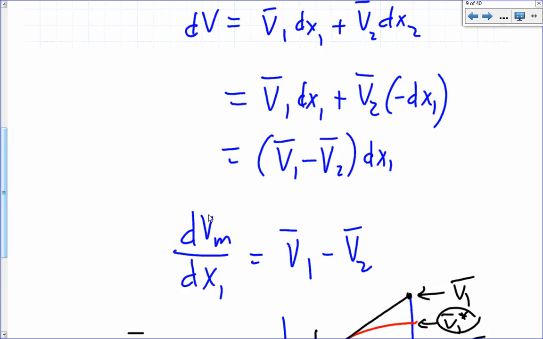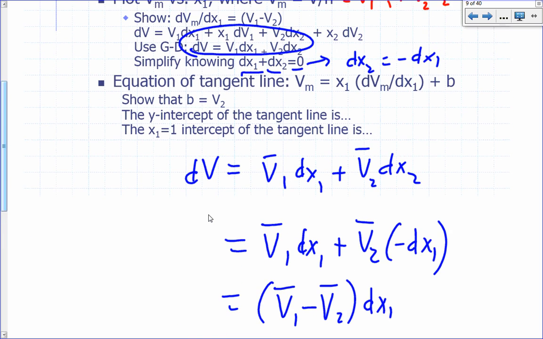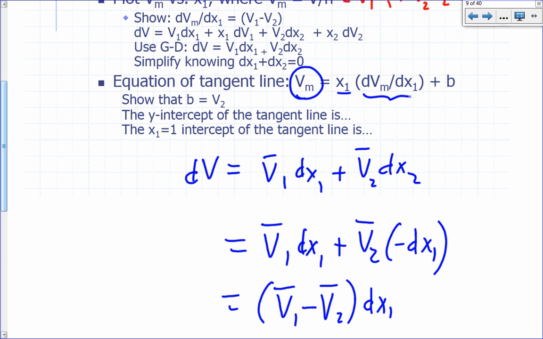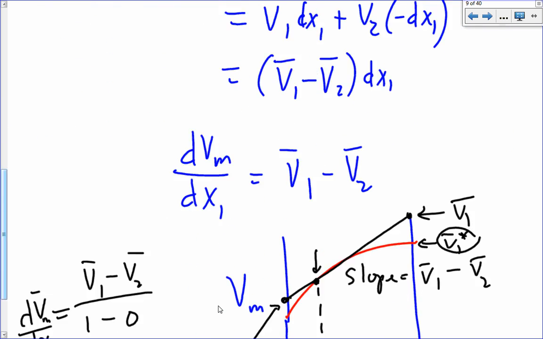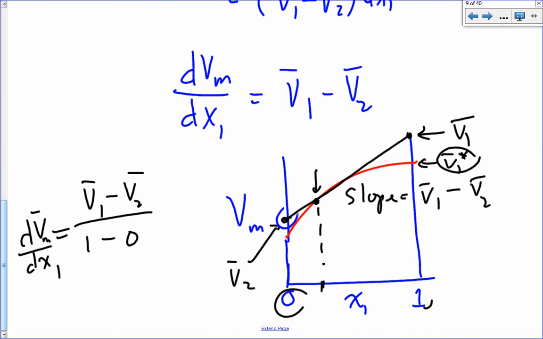So we've shown that. Okay, so what's the equation of the tangent line? The equation of the tangent line is this. The molar volume according to the tangent line would be equal to x1 times the slope plus the y-intercept. You can show that that y-intercept is equal to V2 bar. As I illustrated down here, that intercept is V2 bar.